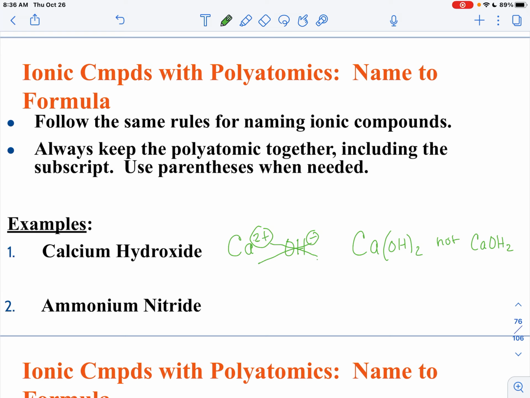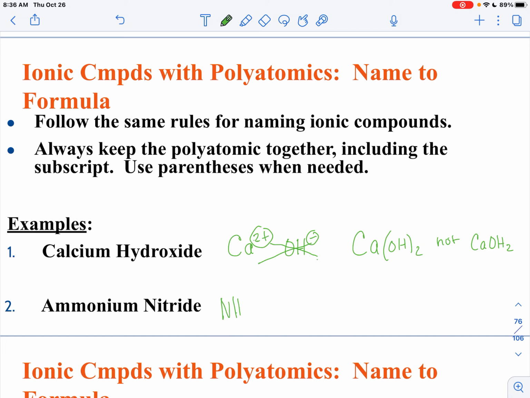Because if it was a 1, we wouldn't write it, so we wouldn't need parentheses. Lots of my students, especially as they're getting used to this, like to just write parentheses around polyatomic ions all the time. And there's nothing wrong with that. I actually very much encourage it. And there are some textbooks out there that will do it all the time anyway. So it's definitely not wrong. So let's do the next one.